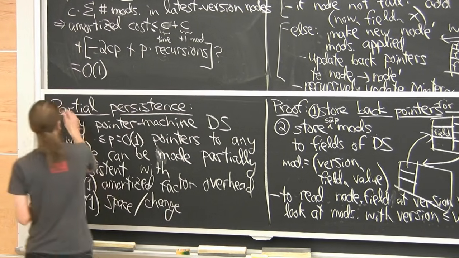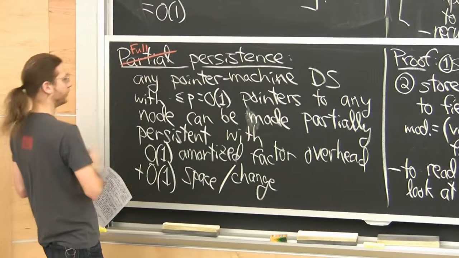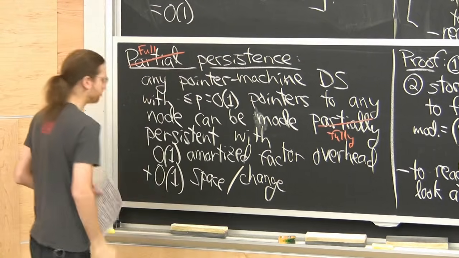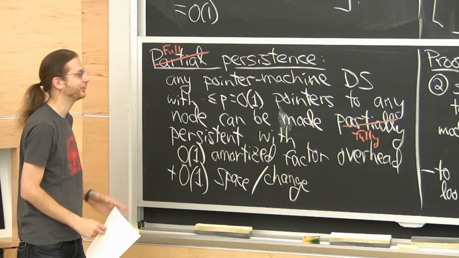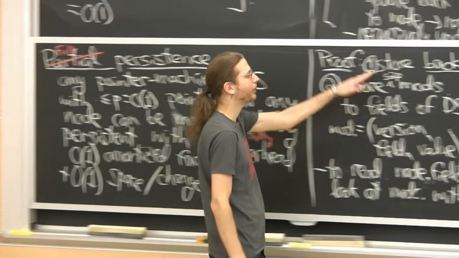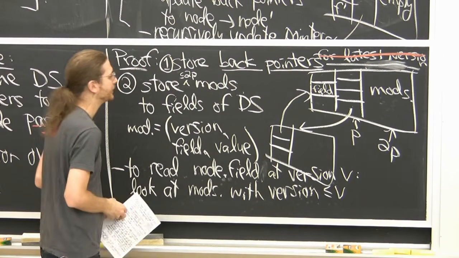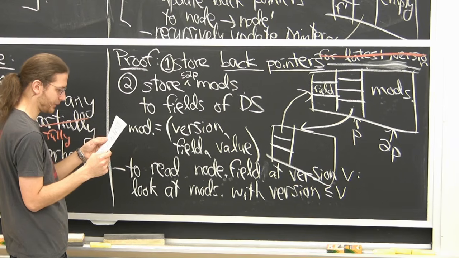So, full persistence. Fully persistent theorem, done. Same theorem, just with full persistence. How do we do it? We store back pointers, now for all versions. It's a little bit annoying, but how many mods do we use?